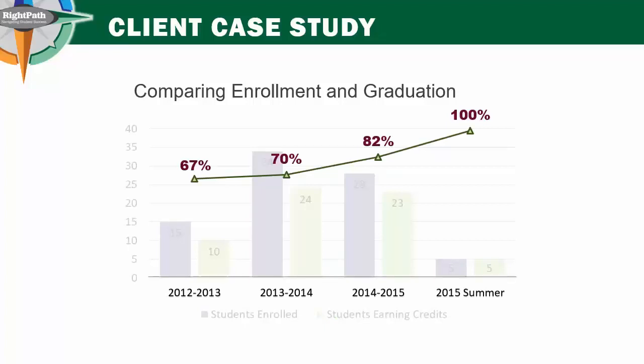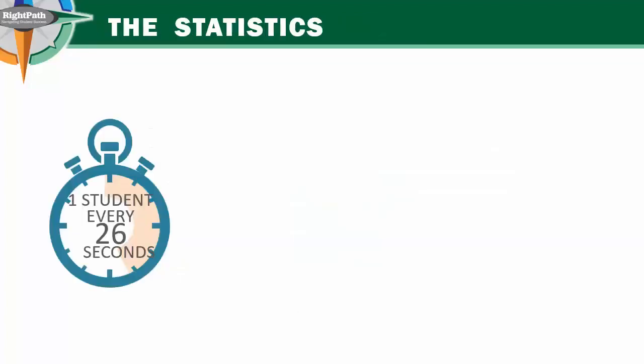So as you can see here, the percent of graduation within the program rose from 67% the first year, and in that 3rd year after the summer school program, 100% of their students actually graduated with their cohort, increasing their graduation rate.